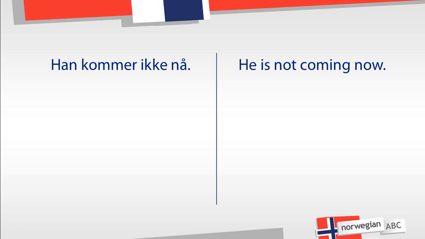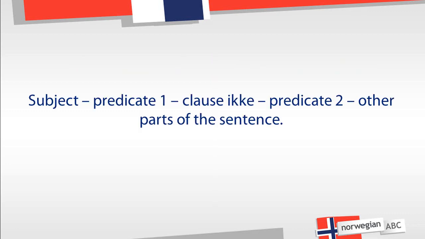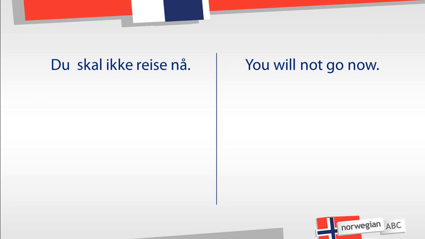Let's take a look at a negative sentence when the predicate is comprised of more than one word. Subject, predicate 1, clause ikke, predicate 2, and other parts of the sentence. Du skal ikke reise nå. You will not go now.